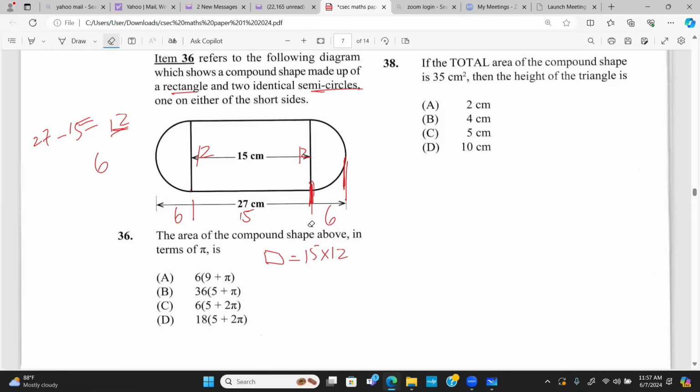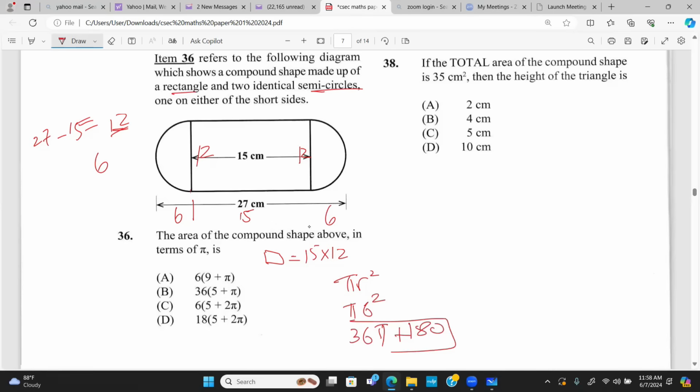Because these radii are the same, 6, and it's 2 semicircles, it's going to be 1 circle. So for the circle, you're looking at pi r squared. So we're talking about pi and 6 squared. Because if you work out the 2 semicircles and then add them, you'll get 1 circle. So I'm working with 1 circle because it's the same dimension. So this is 36 pi here, and we have 36 pi plus 180.